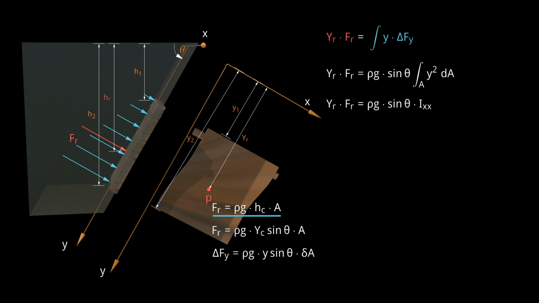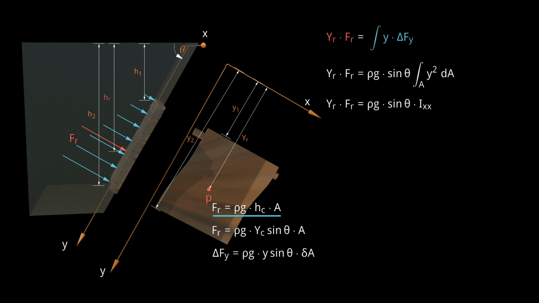So, instead of evaluating the full integral, we can replace it with the second moment of area about the x-axis, which is written as I sub xx. This substitution simplifies the expression and helps us move forward in calculating the center of pressure more efficiently. The term I sub xx tells us how the surface area is spread out relative to that axis.